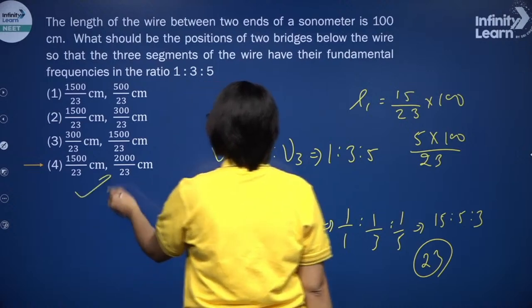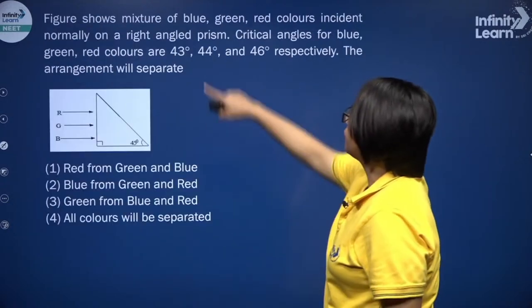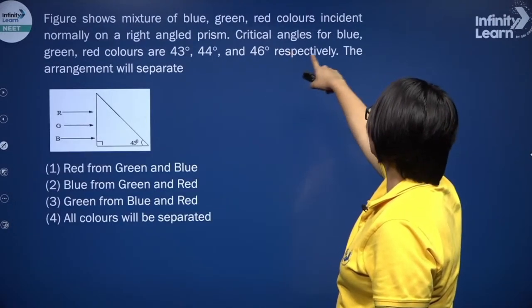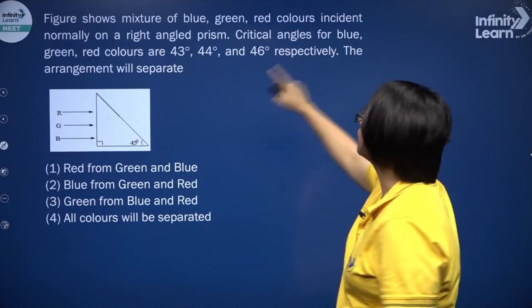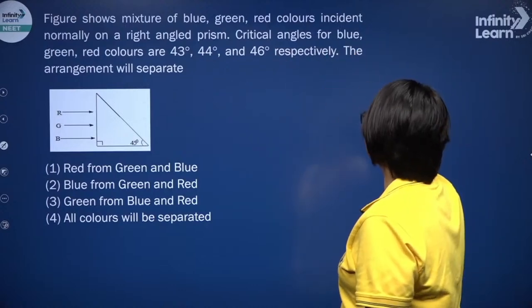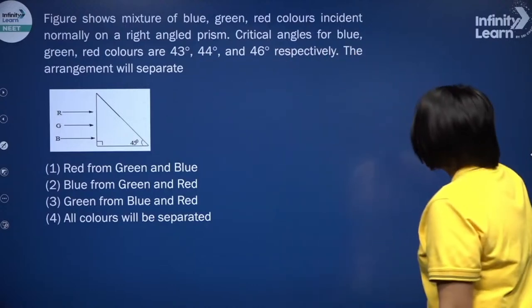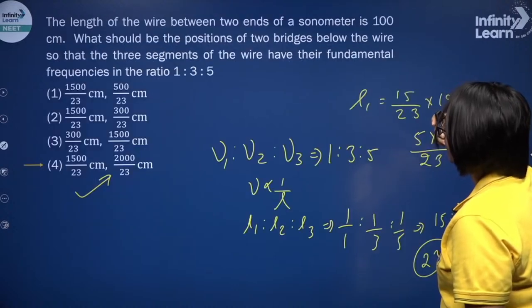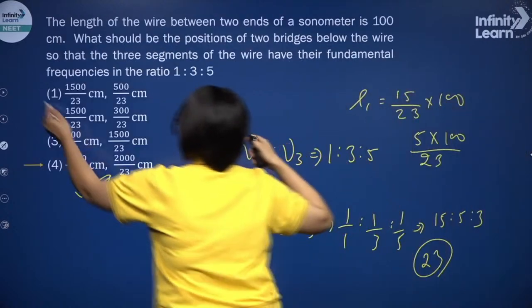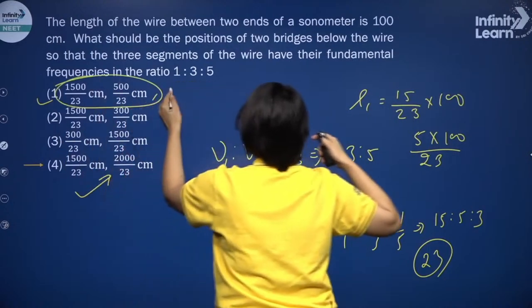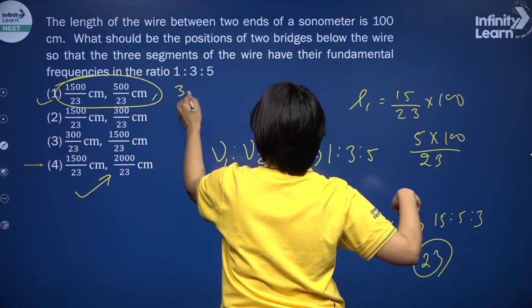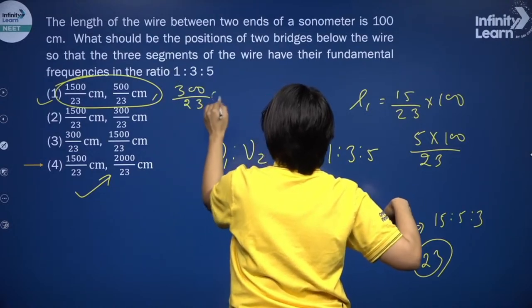Okay. Next is, the figure shows a mixture of blue, green, red colors incident normally on a right angled prism, critical angles for blue. I think it should have one answer. And the third length will be 300 divided by 23 centimeter.